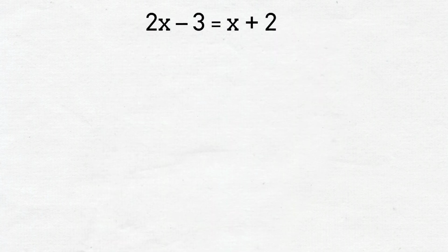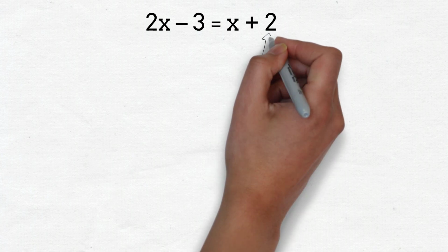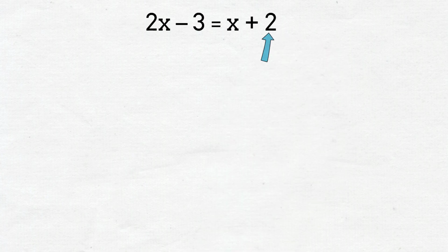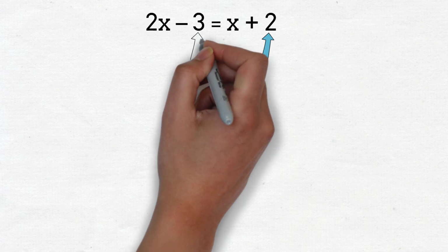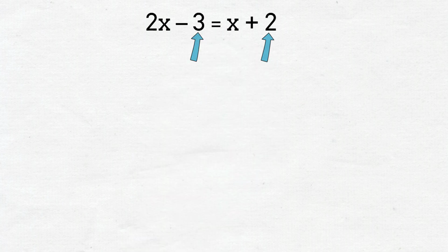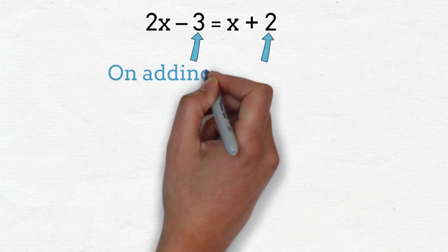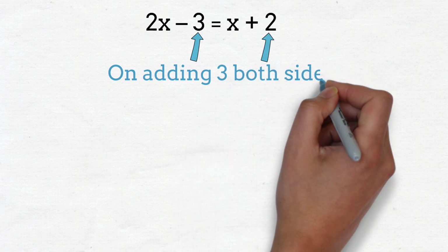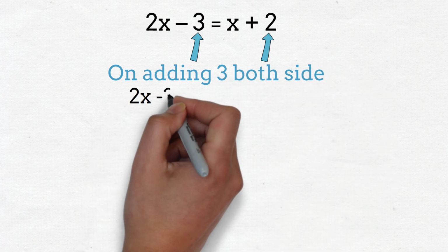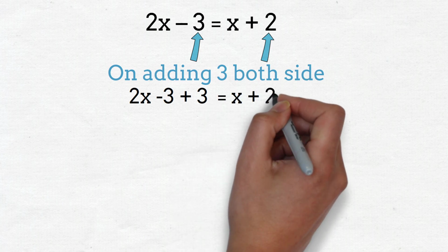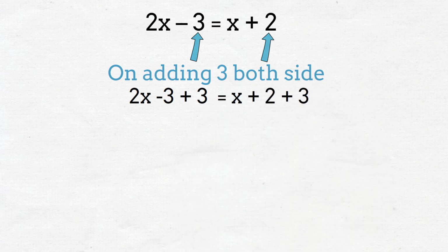In this case, in the first step, we have the option to subtract 2 from both sides or add 3 to both sides. We are going with 3. So, after adding 3 on both sides, we get 2x minus 3 plus 3 is equal to x plus 2 plus 3. 2x equals x plus 5.